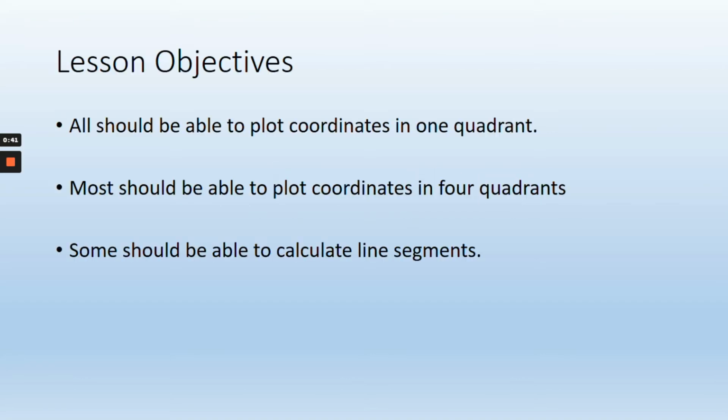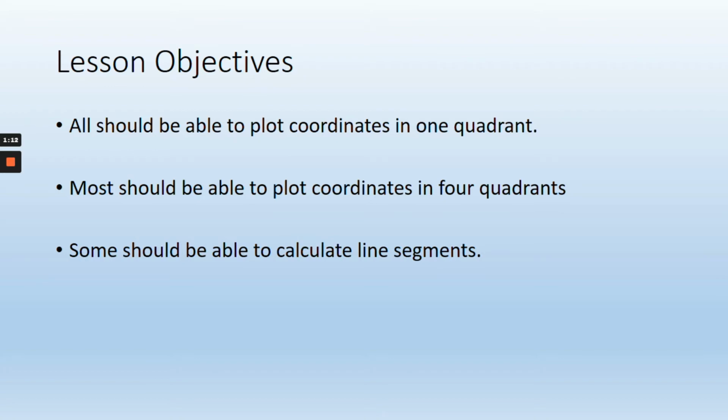To start with, we're going to look at your lesson objectives. By the end of this lesson, all of you should be able to plot coordinates in at least one quadrant. As I said earlier, that's all positive numbers. For example, one across and one up would be in one quadrant. Most of you should be able to plot coordinates in four quadrants. That involves using minus numbers. So -1 means that you move to the left, and -1 down would be down. So that'd be one to the left and one down.